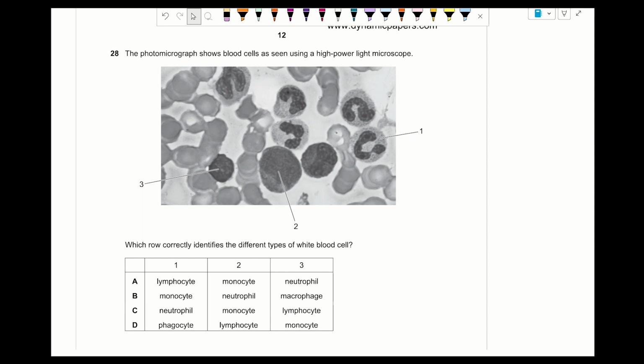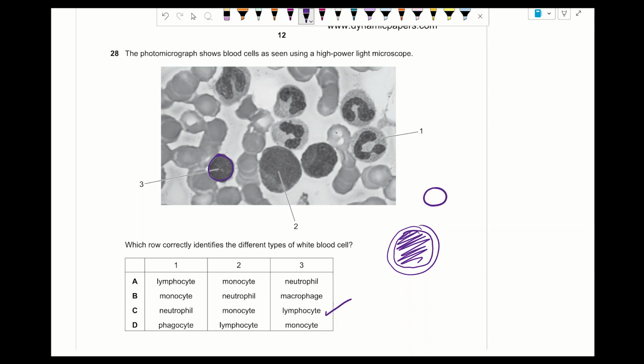Number 28, the photomicrograph shows blood cells as seen using a high-power light microscope. Which row correctly identifies the different types of white blood cells? First of all, here we could identify a lymphocyte. The reason for this is that lymphocytes have a nucleus that fills almost the entire cell. Therefore, we can identify this one as a lymphocyte. Now, the second point is that lymphocytes are always smaller in size when compared to other white blood cells. Therefore, 3 is definitely going to be a lymphocyte.